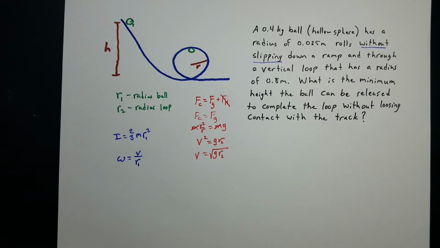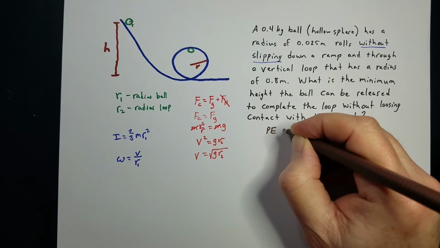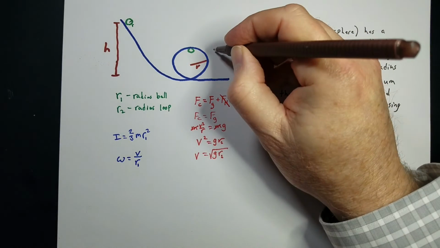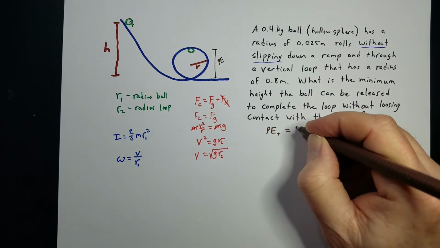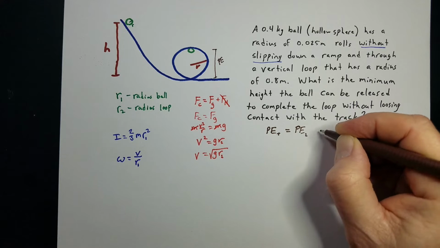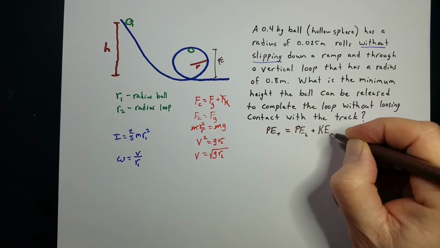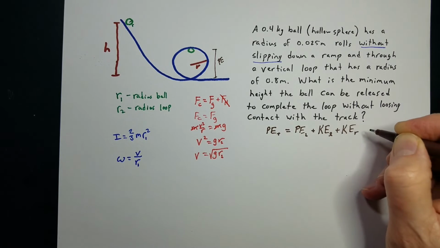Okay, I think we got things separated. Now let's look at what we've got. We basically have an energy problem here. When we release it at the very top, we just have potential energy. I use PE; if you want to use U, that's okay. Now at the top of the loop, it is up in the air, so it does have some potential energy, let's put L for loop, plus it'll have some linear kinetic energy and some rotational kinetic energy because that ball is going to start to spin.